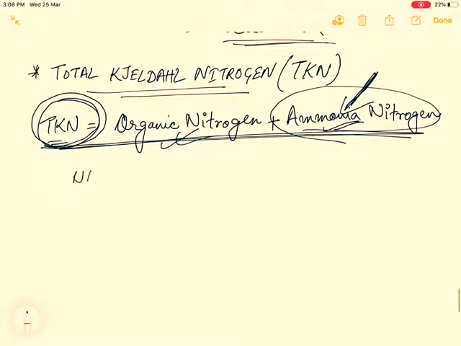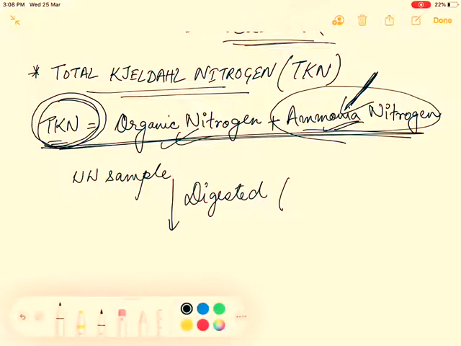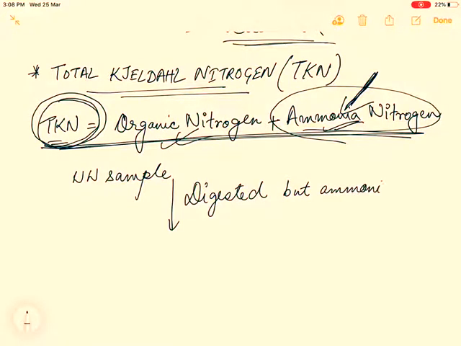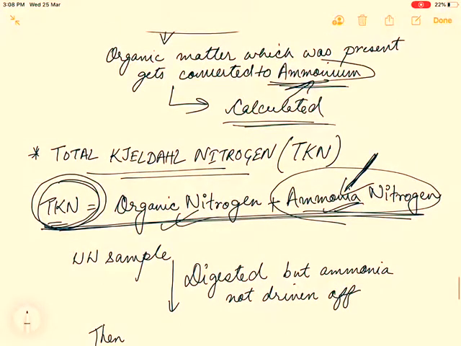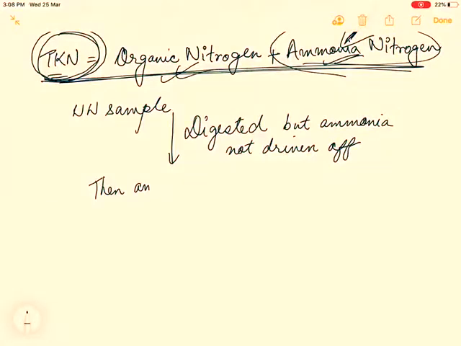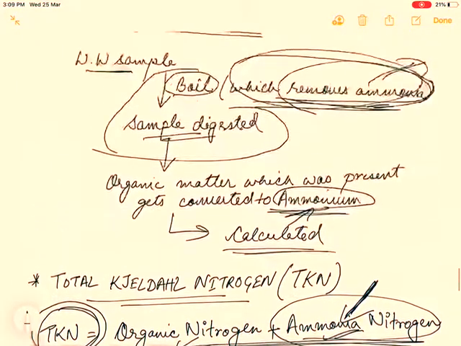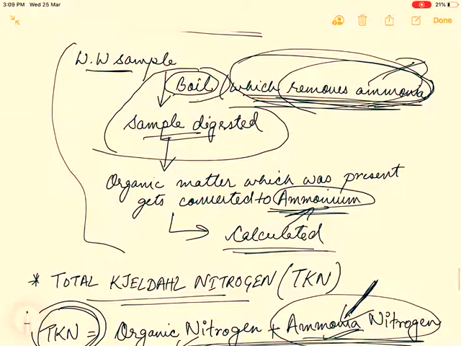So the wastewater sample is digested but ammonia is not driven off. Then it is converted to ammonium, and then it is measured. After digestion, ammonium is measured. So the steps are simple, everything is the same as in this process, except that removal of ammonia is not done in this.